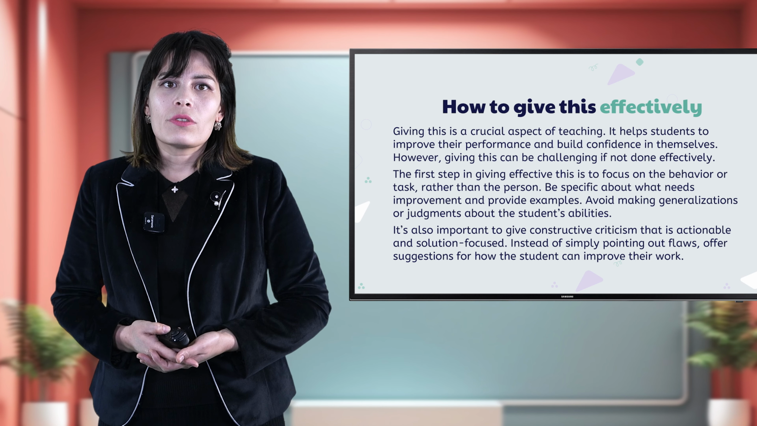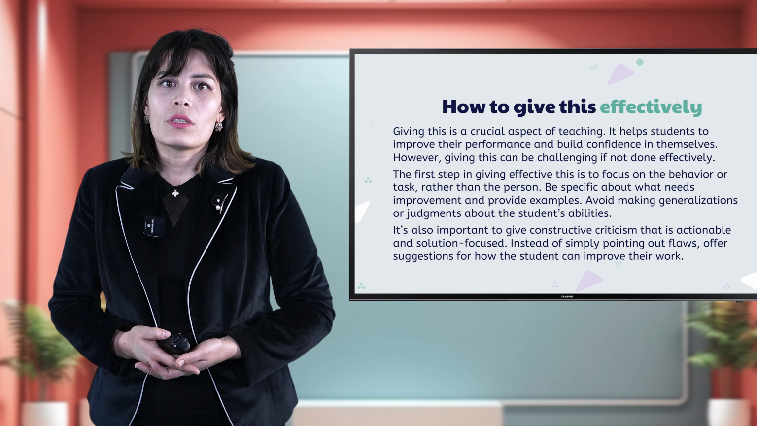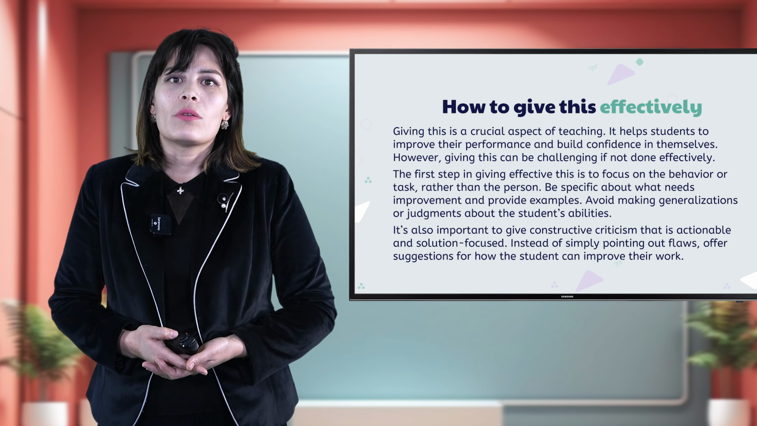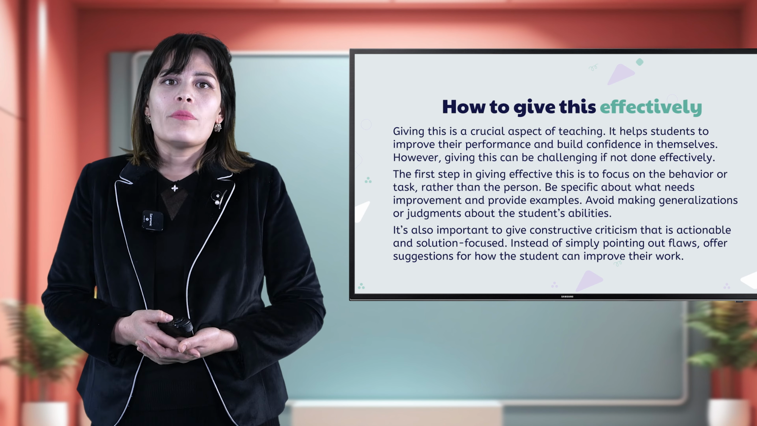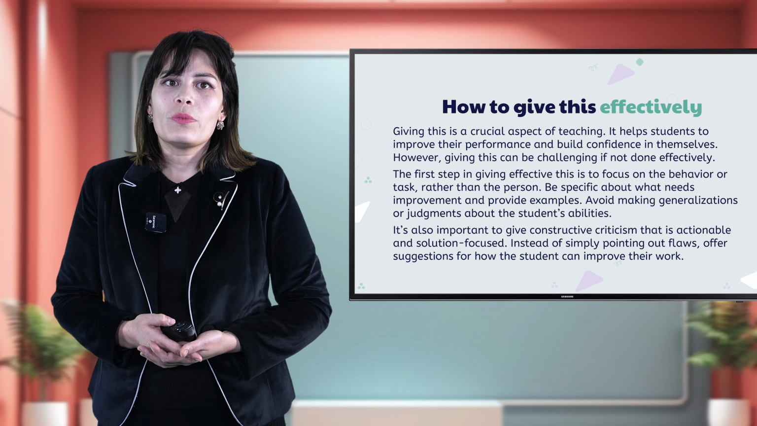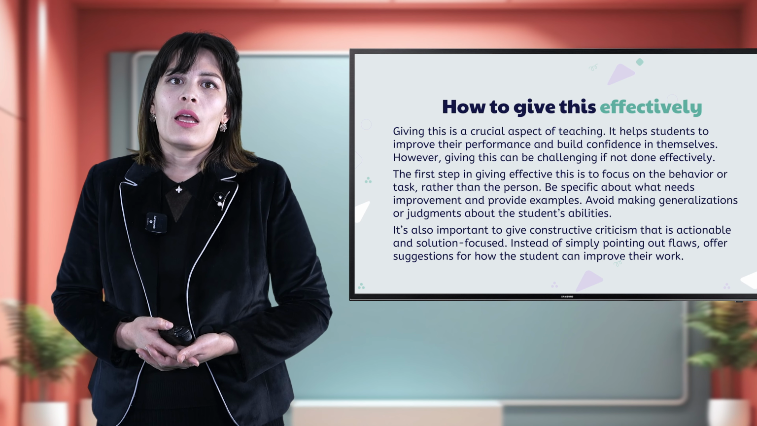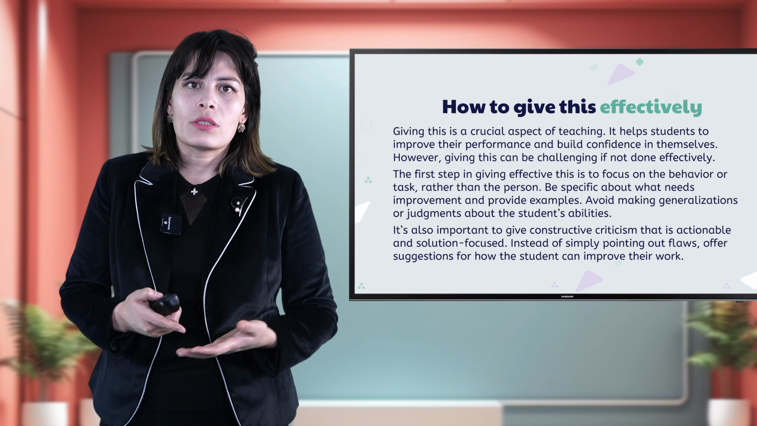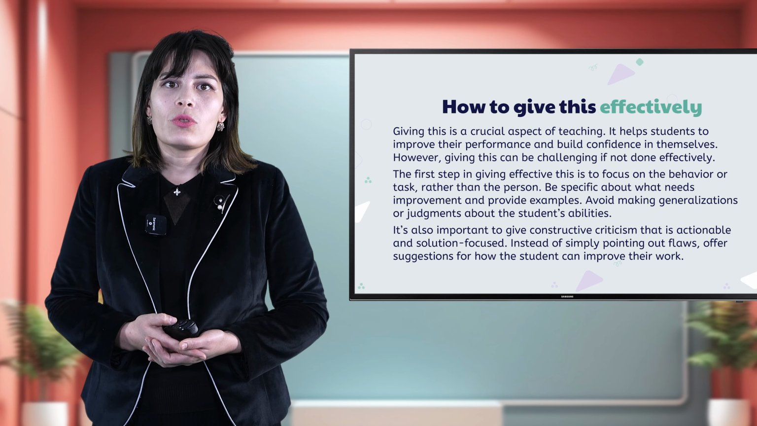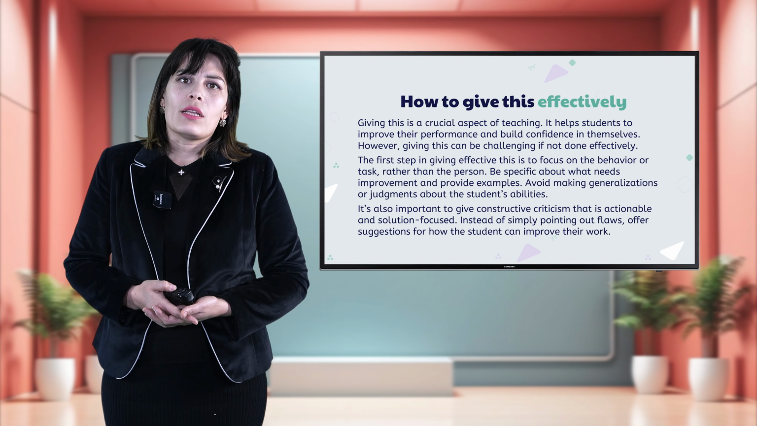The first step in giving effective feedback is to focus on the behavior or task rather than the person. Be specific about what needs improvement and provide examples. Avoid making generalizations or judgments about the students' abilities. It's also important to give constructive criticism that is actionable and solution-focused. Instead of simply pointing out flaws, offer suggestions for how the student can improve their work.